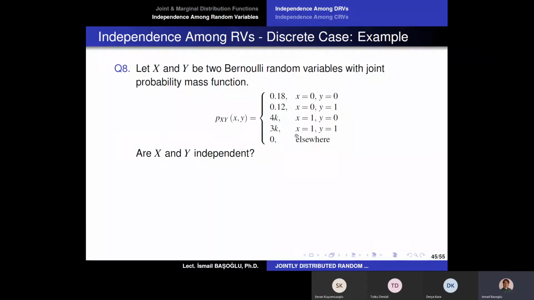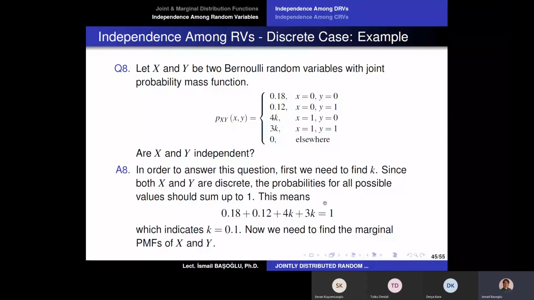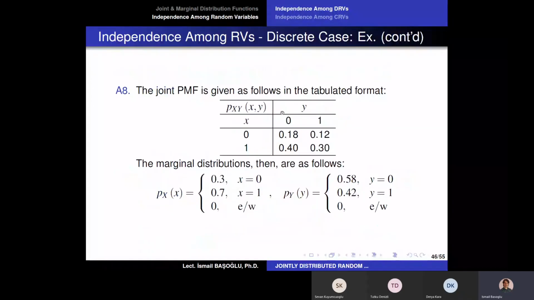The sum is supposed to be equal to 1. The sum of all probabilities should be equal to 1. And k value here is equal to 0.1. Okay, it is supposed to be equal to 0.1. So actually, in a tabulated format, I have my joint probability mass function as like this.